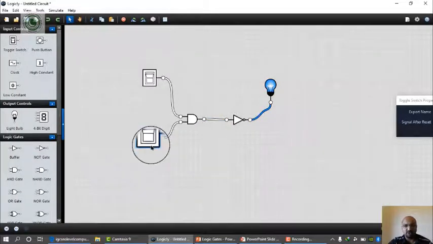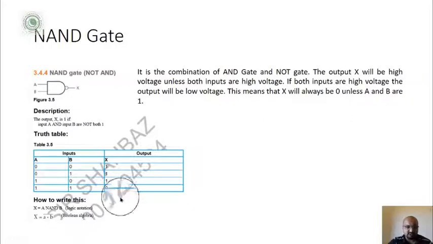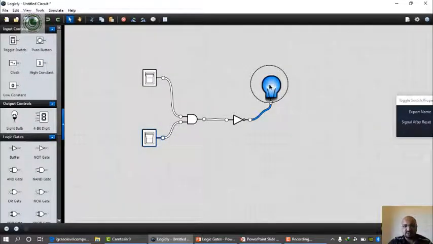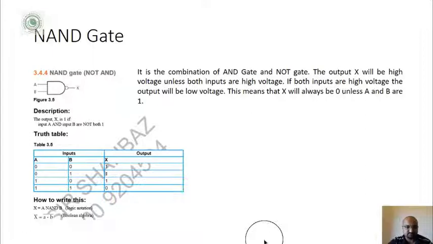Now both are off. As you can see, this is low voltage, this is low voltage, and the result is high voltage. That is, both are zero, both are off, and we are getting high voltage here. Now the second scenario: the 0 and 1. That means A is off and B is on. Again we are getting the result as on.